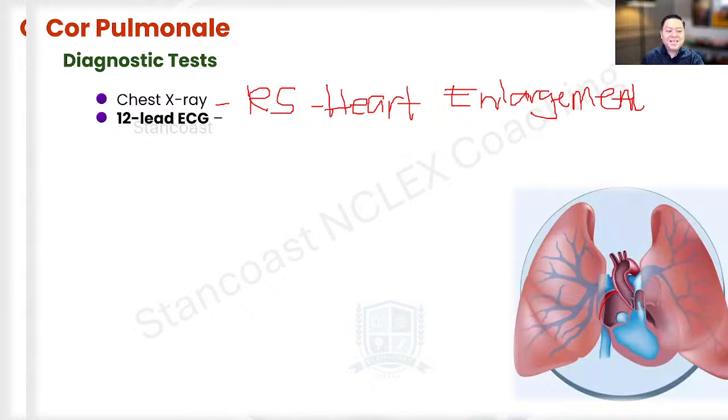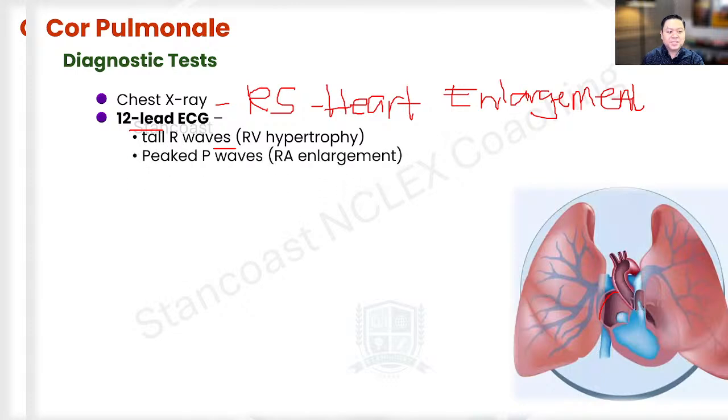Now, the 12-lead EKG, please pay attention here, guys. We really want you to pay attention regarding the changes in the EKG, especially in the case of cor pulmonale. So what's going to be seen here will be the following. There will be tall R waves, okay? And this signifies that there is now right ventricular hypertrophy. There is now an increasing size of the right ventricle, the muscle is hypertrophied.